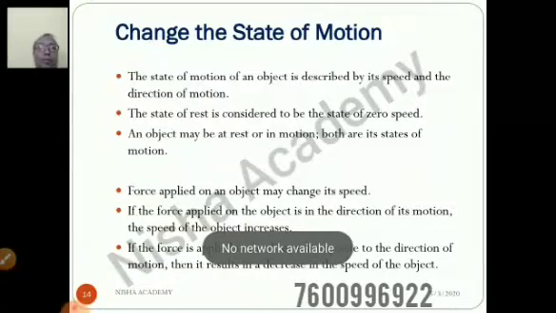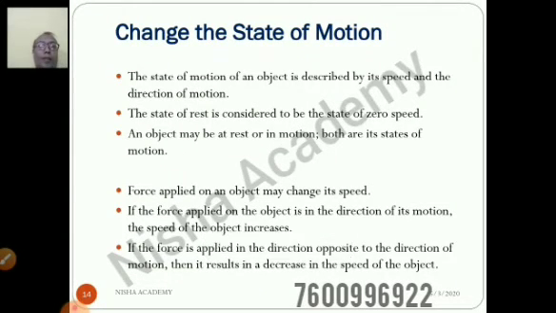If the force is applied on the object in the direction of its motion, the speed of the object will increase. But if the force is applied in the opposite direction of motion, then it results in a decrease of the speed. So this is what happens, a change in the state of motion. So force will change either the speed of the motion, or it will change the direction of motion.